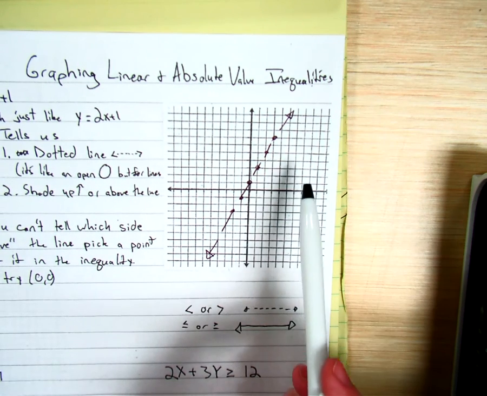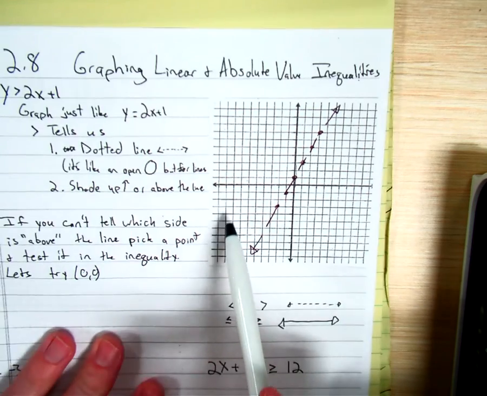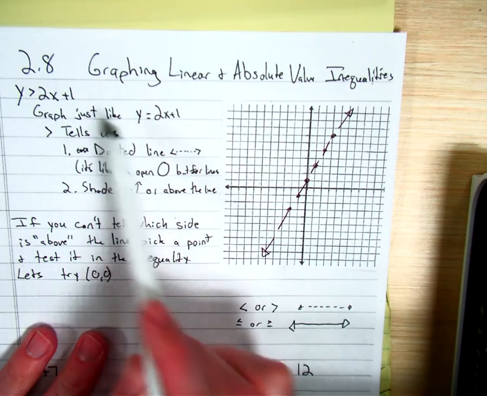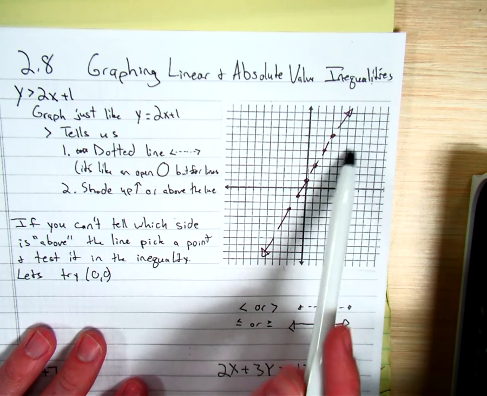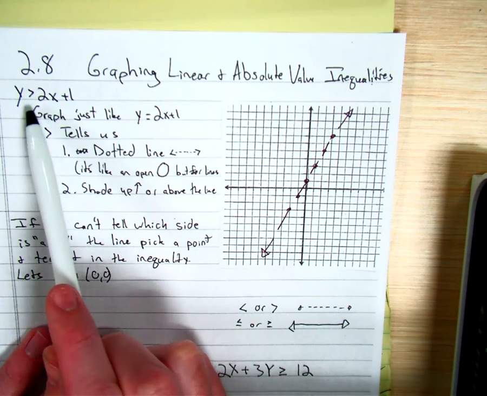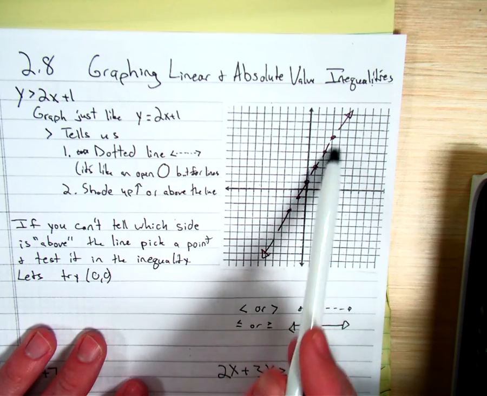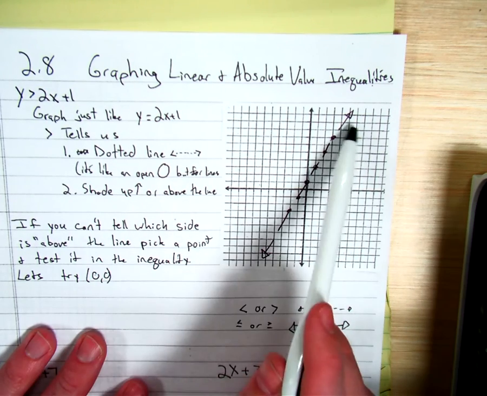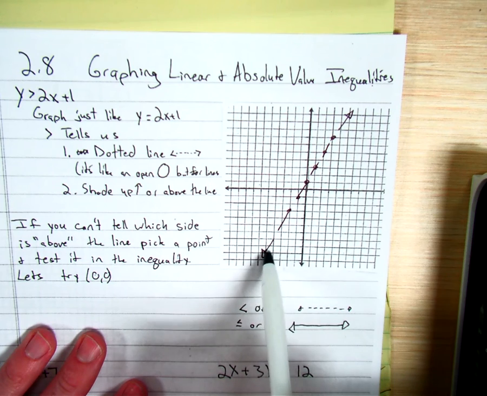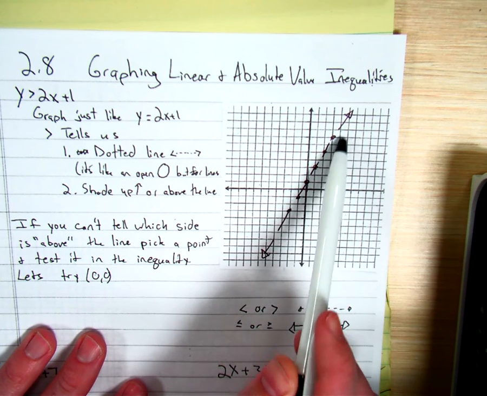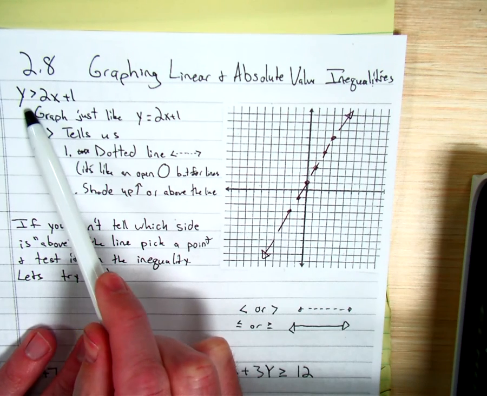So think about this. All of these points on the line would make this equal, right? That's where those points are coming from. Equal does not satisfy my inequality of y needs to be greater than. This shows me where y is equal, not greater than. That's why it's dotted. If this was greater than or equal to, then this would be a solid line, because all the points on the line would be included in satisfying the inequality. Okay?